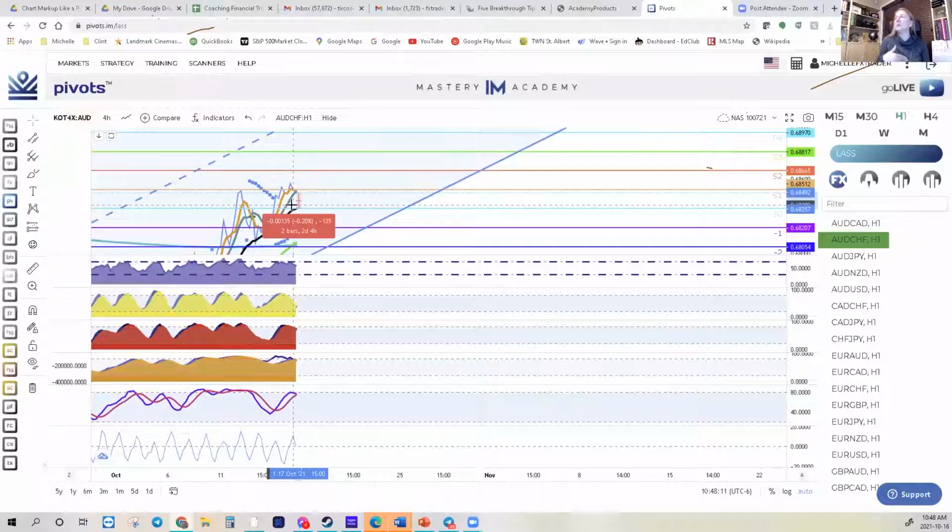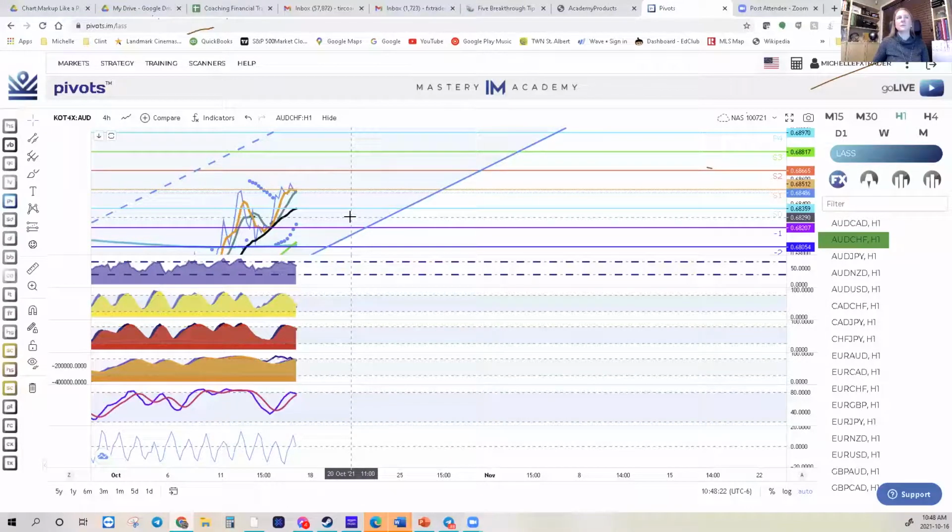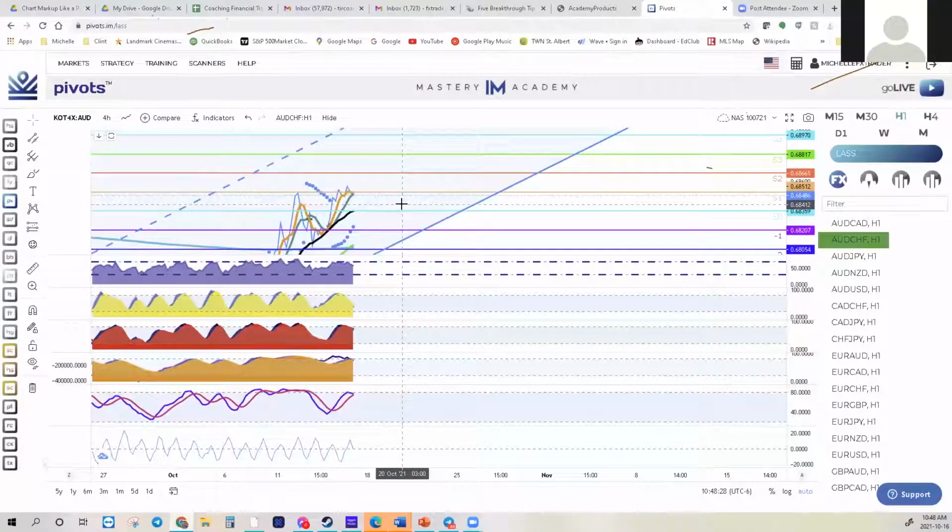I don't like that. I would much prefer to trade with the trend, right? So I would wait for the market to come down, wait for confirmation that the market is ready to buy, and then I would look to buy with the trend. Does that make sense? Yes, it does. Okay, good. Kim.